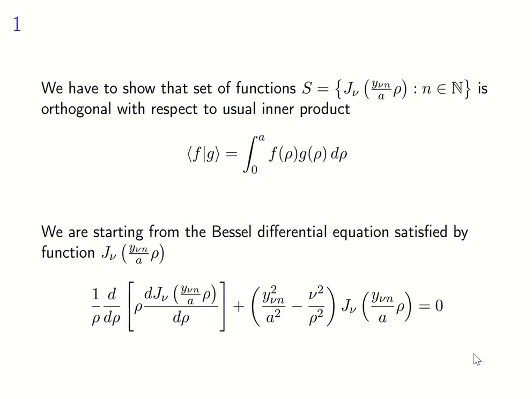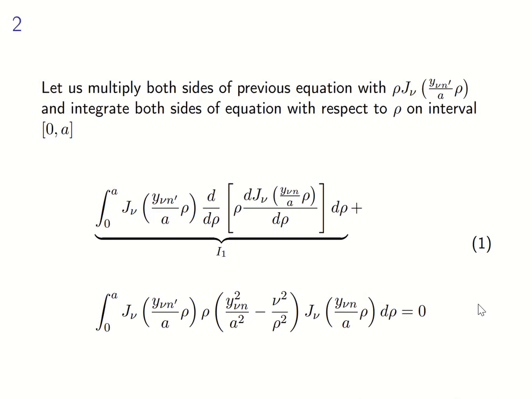We start with the proof that the set of Bessel functions S is orthogonal with respect to the usual inner product given by the following expression. We are starting from the Bessel differential equation satisfied by the nth function from set S. Let us multiply both sides of the previous equation with this term and integrate both sides of the equation with respect to rho on the interval from 0 to a.